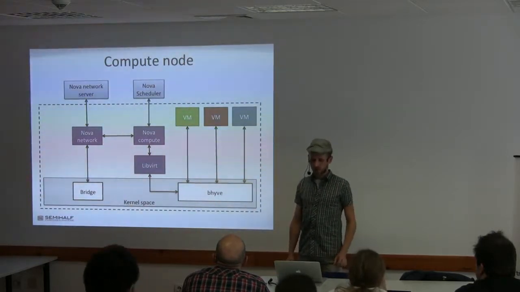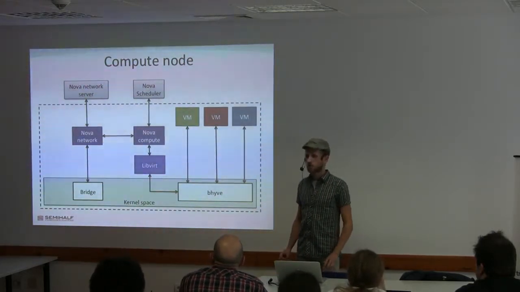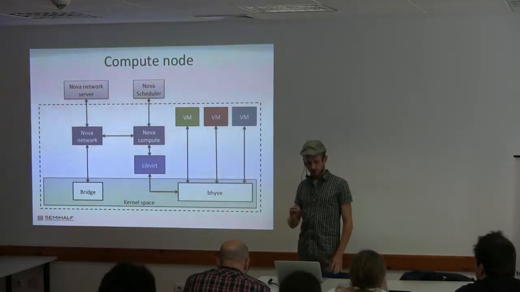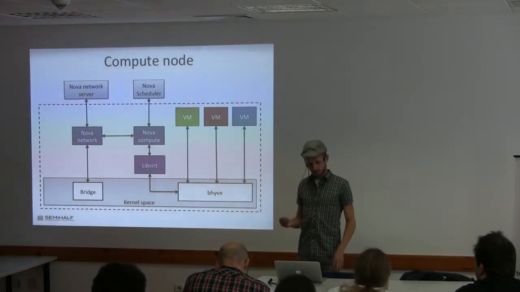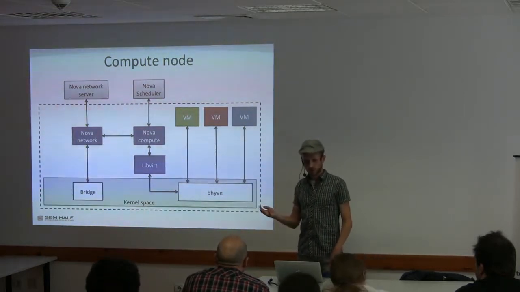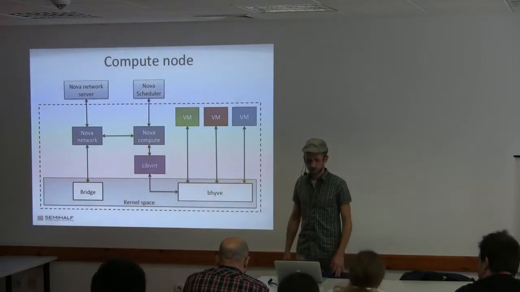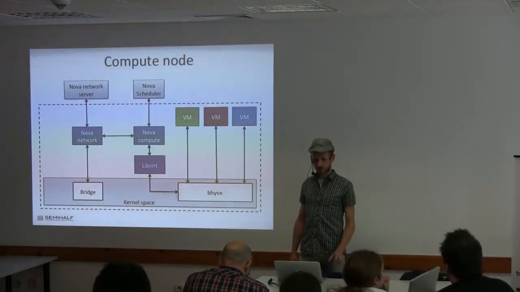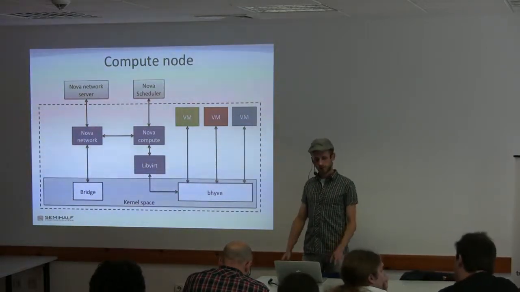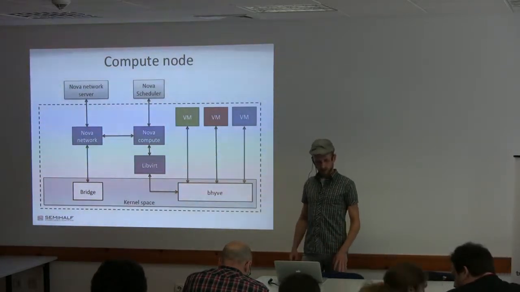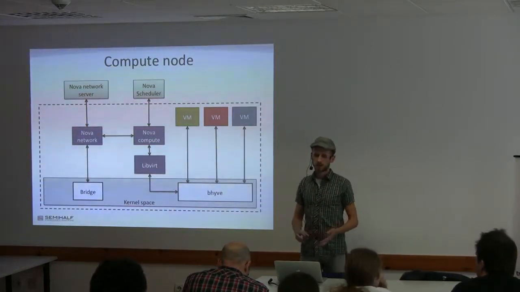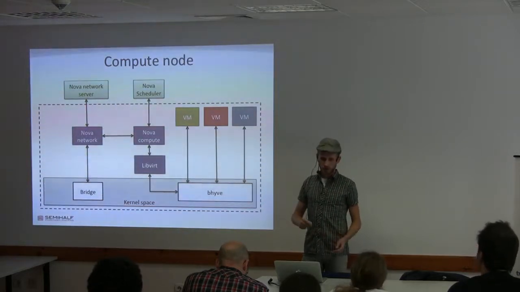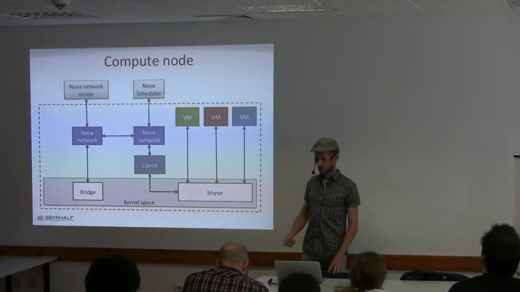And this libvirt is controlled by the Nova compute process, which is a Python daemon, which just uses the bindings of the libvirt library to spawn VMs. And it also talks to another process, which is Nova Network, which is responsible for setting up networking. In this case, it creates bridges, it creates VLAN tags, associates some addresses to the interfaces, creates tap devices, etc., etc.